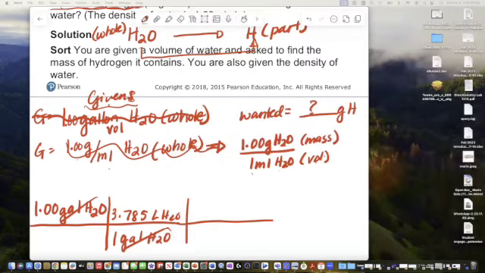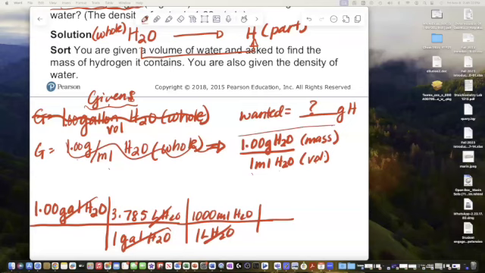So let me scoot this on the side. So I'm going to have here 1 liter of water goes with 1,000 milliliters of water. Okay. And so we got liters of water, milliliters of water. That works out. Our next move is then to use this conversion.